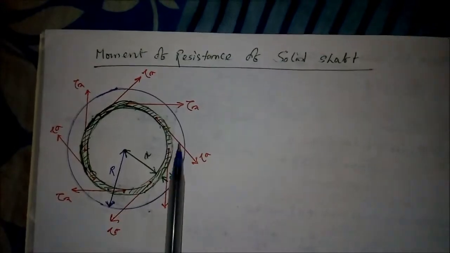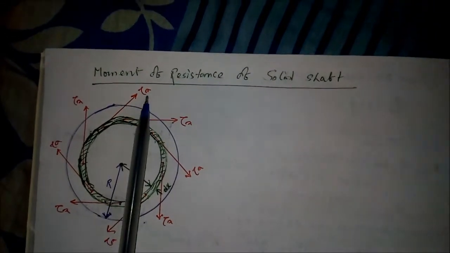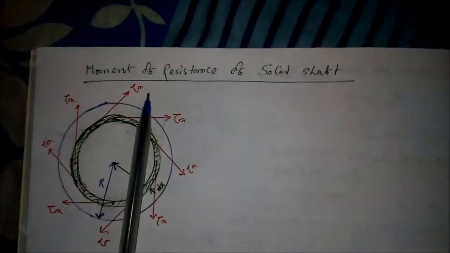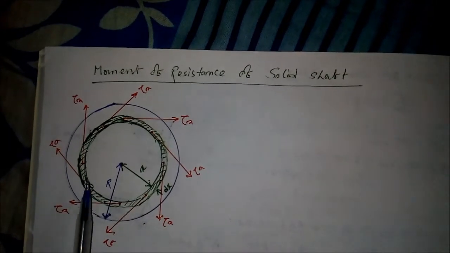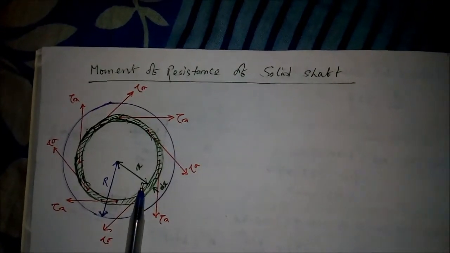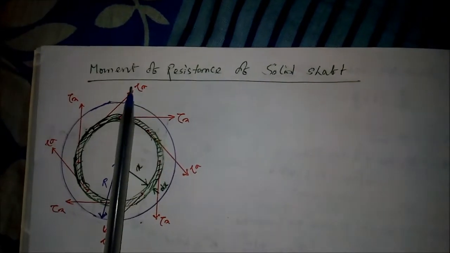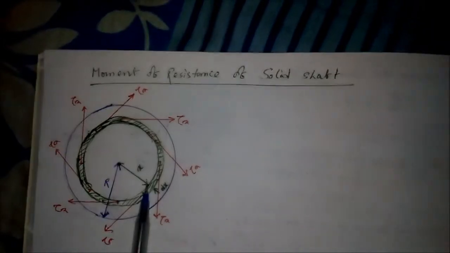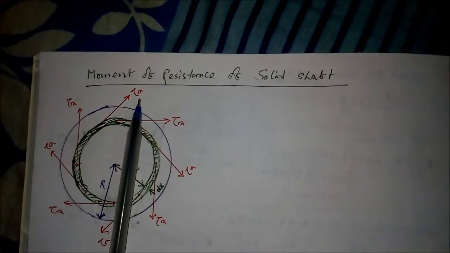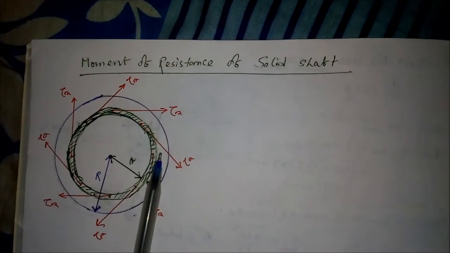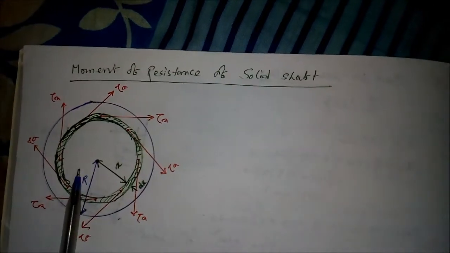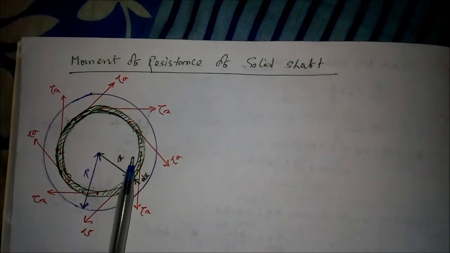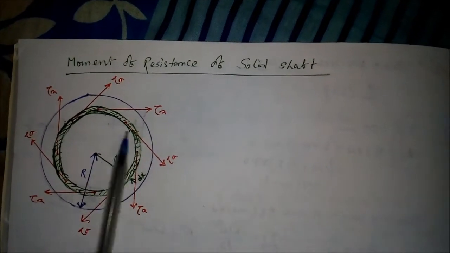Now if you consider this element, suppose the shear stress at this particular element is tau x, because we know that for a particular distance, for a particular radius, our shear stress will be different. So suppose at x distance our shear stress is tau x. Those shear stresses will act in these directions, and due to these shear stresses, the resistance to the twist will be generated, right?